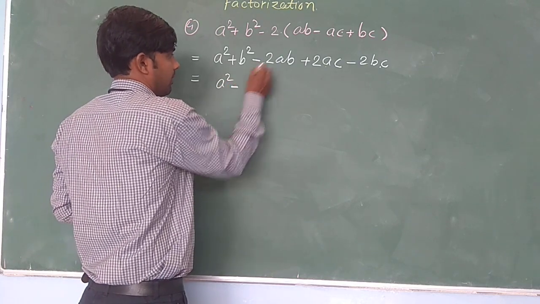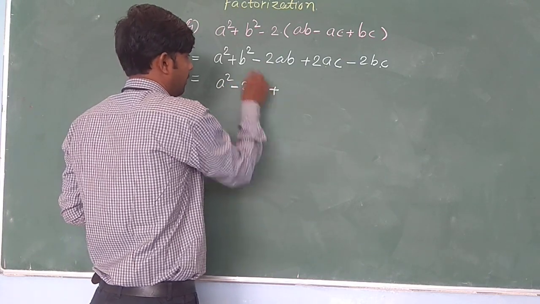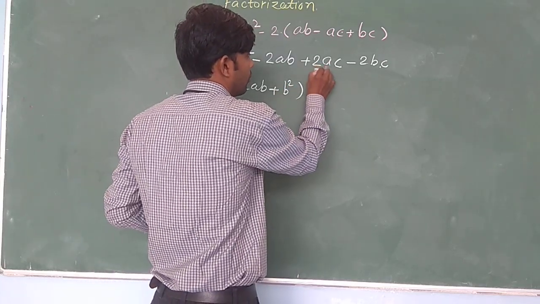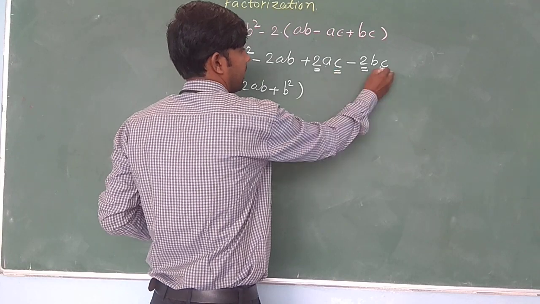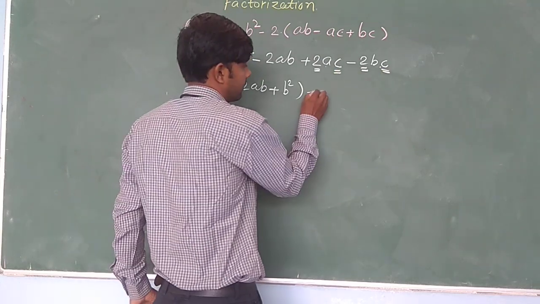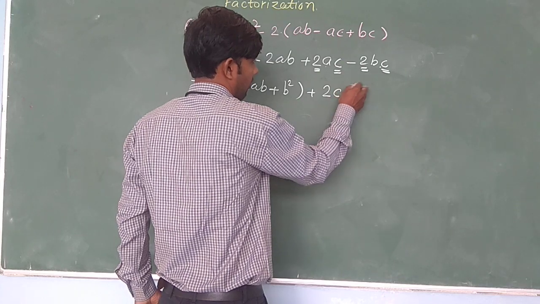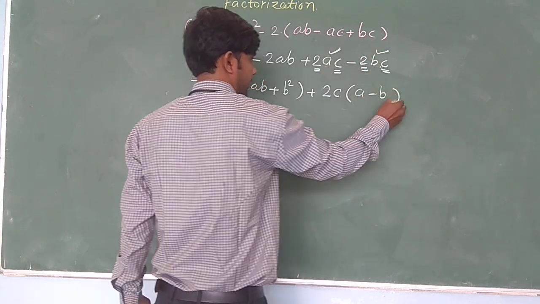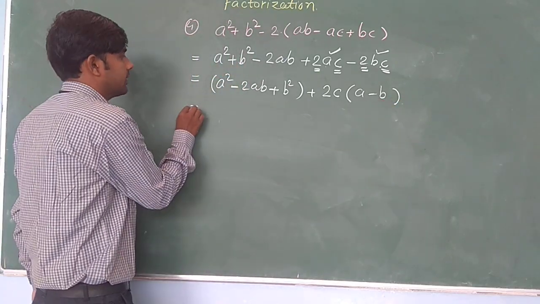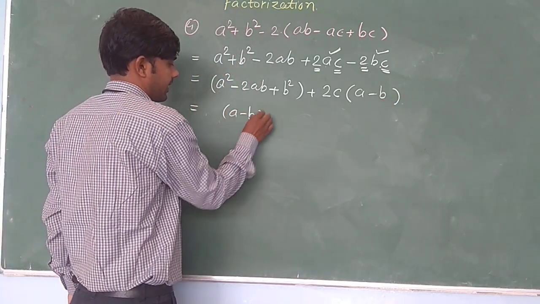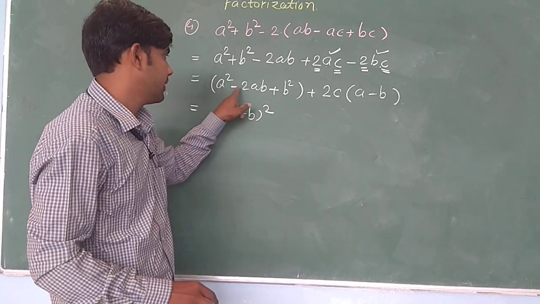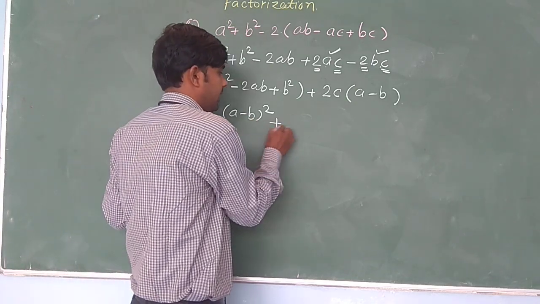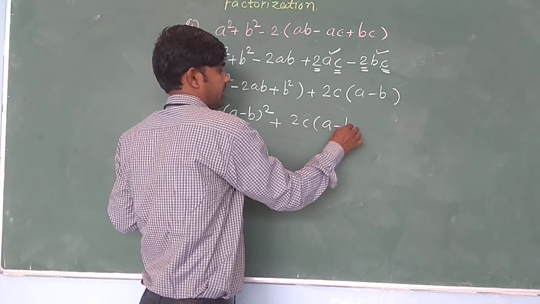So a square minus 2ab plus b square, and from the other terms we take 2 and c common. So 2c common, the remaining terms are here a and here b, so a minus b. Got it? So this is nothing but your (a minus b) bracket square, a square minus 2ab plus b square, second identity. This is the (a minus b) bracket square, plus 2c in bracket a minus b.